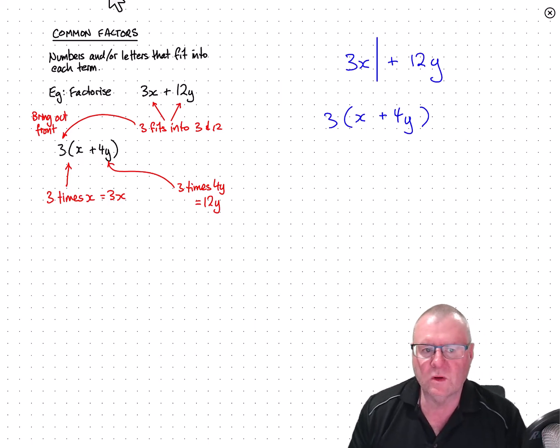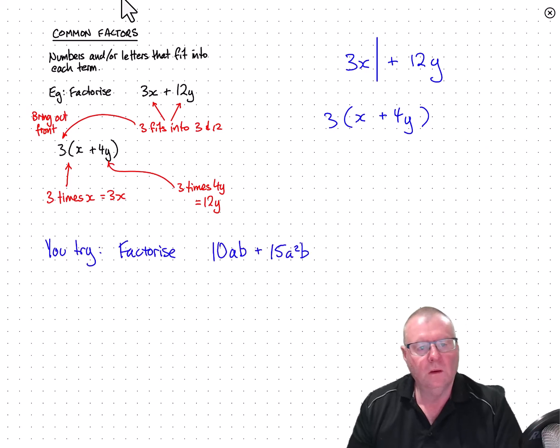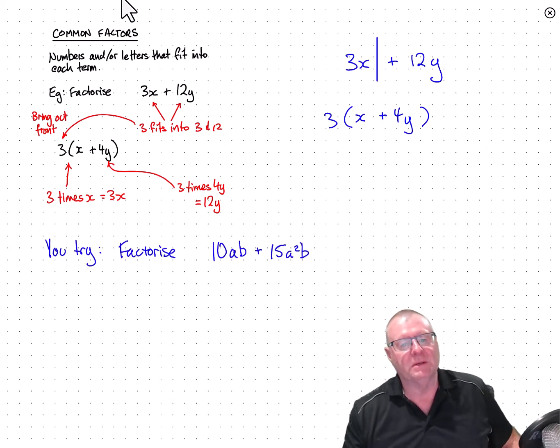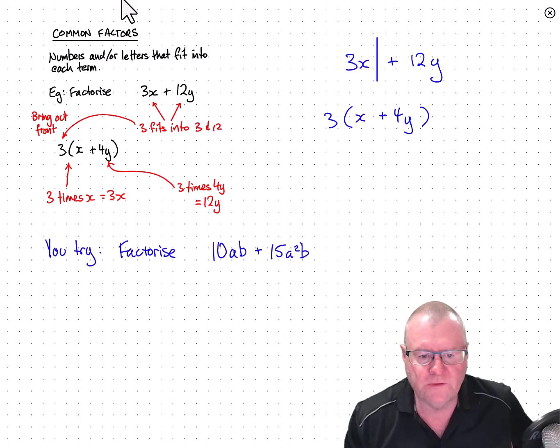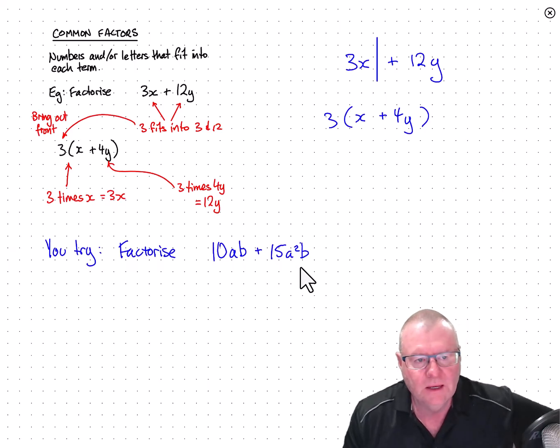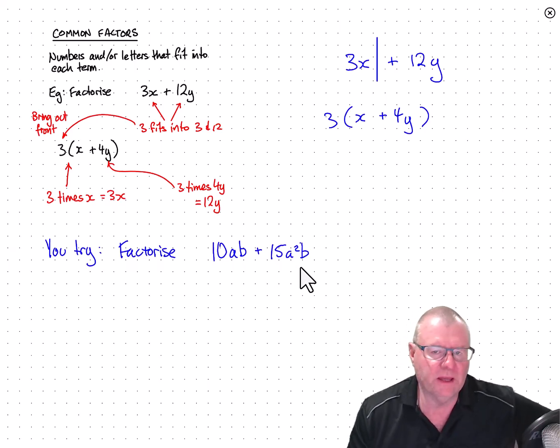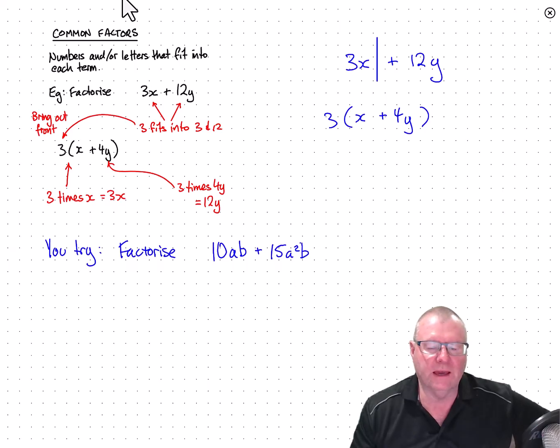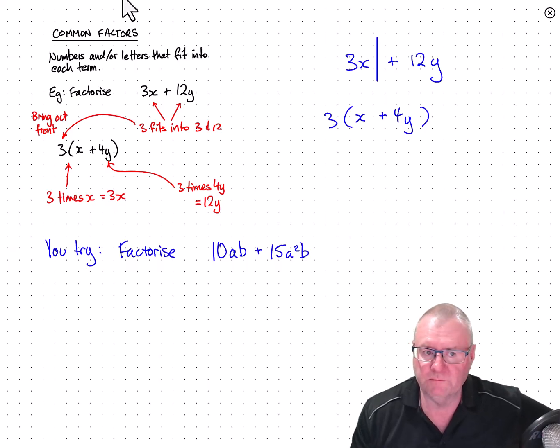I'm going to give you guys one to work on yourselves in a moment. Alright, let's not muck around. Let's go for something a little bit harder. Can you guys factorize this for me? 10ab plus 15a squared b. I'm going to pause it, let you have a play with it. We'll come back in a moment. We'll have a look at a worked solution.